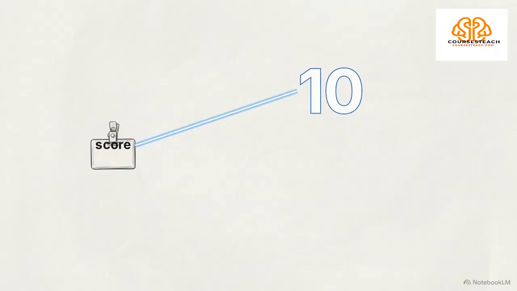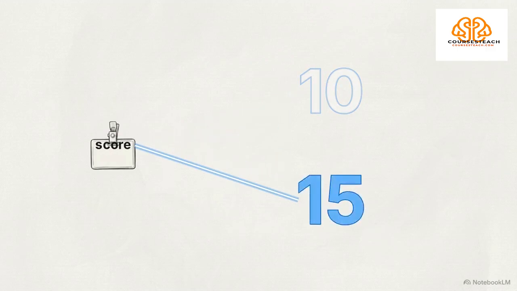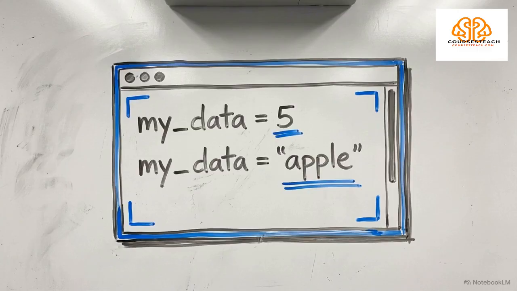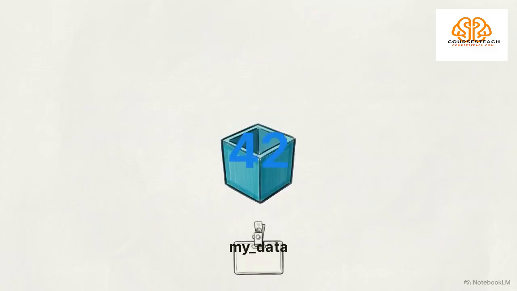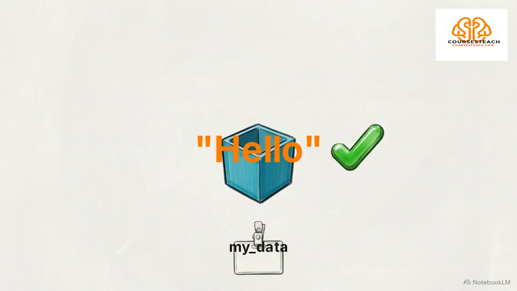Imagine a game where your score is 10. When you collect a coin, your score becomes 15. The label simply detaches from the number 10 and reattaches to the number 15. Python is incredibly flexible with this. A label doesn't just have to stay the same flavor. You can start with a whole number and then reassign that same label to a line of text later on, and Python will handle it seamlessly.